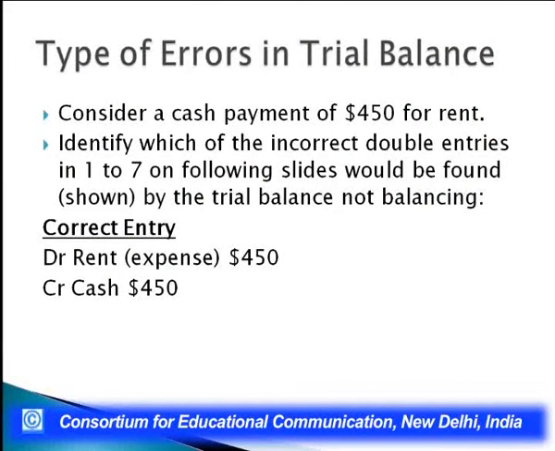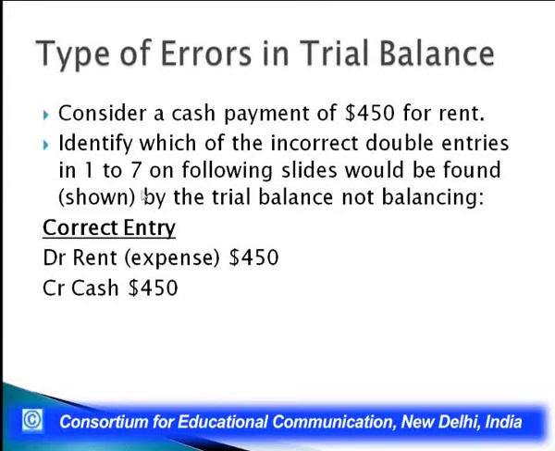Suppose we have a transaction given to you that a cash payment of $450 has been paid for rent. So rent is what? Rent is an expense to you, right? So what would be the correct entry for this transaction? The correct entry should be, as shown here on the slide, that rent expense is debited for $450 and cash is credited for $450. The normal balance of expenses is debit. So considering the rule which we have discussed so far, we have applied the balance rule, and the rent has been debited and cash has been credited.